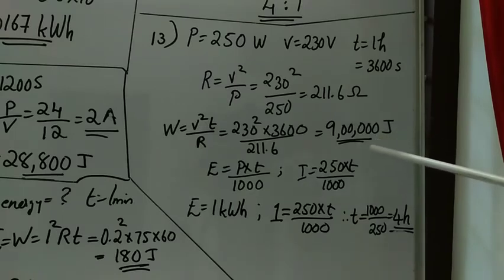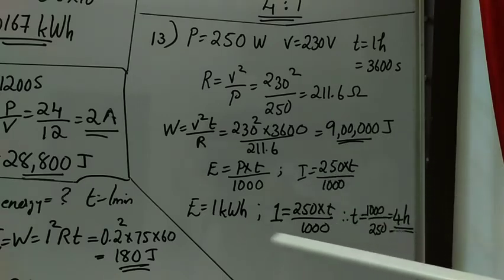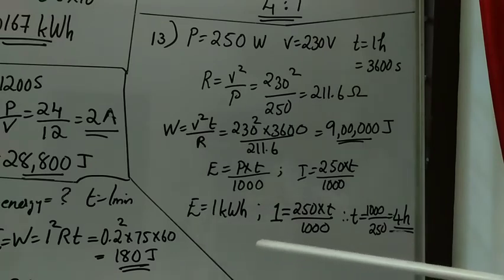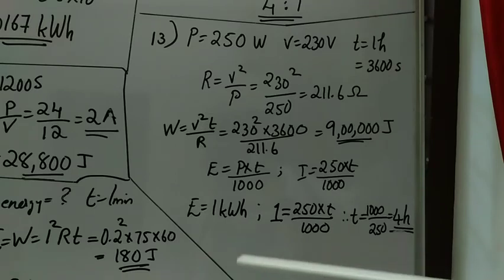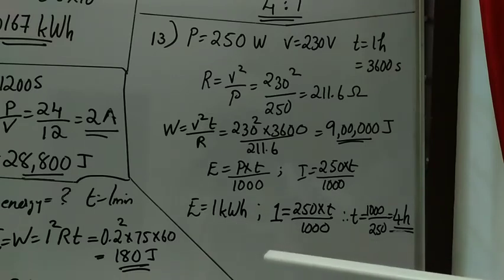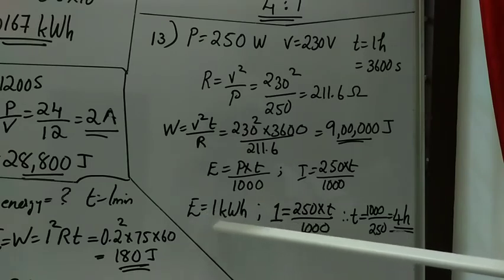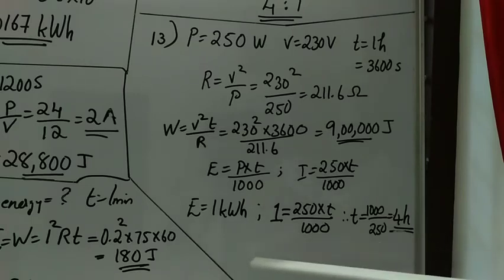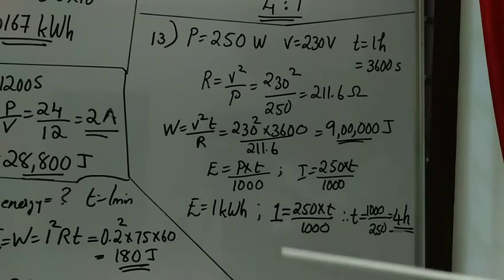The second sub question is calculate the time in which the bulb will consume 1 kilowatt hour of energy. So energy is given, 1 kilowatt hour. You should know from the SI unit which physical quantity is given. Kilowatt hour is the unit of electrical energy. So electrical energy is given as 1 kilowatt hour, connected to 230 volt. So we have to calculate how much time it will use.